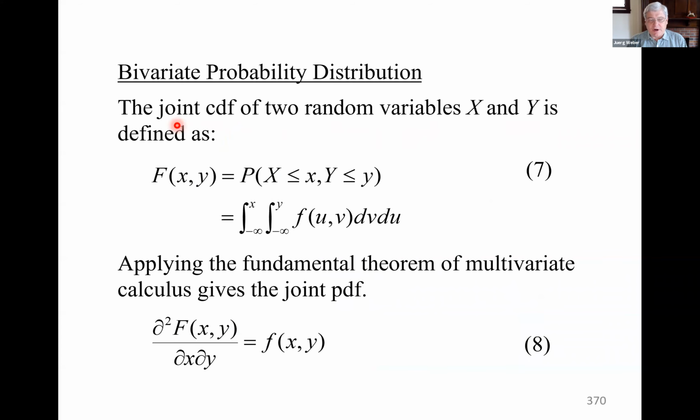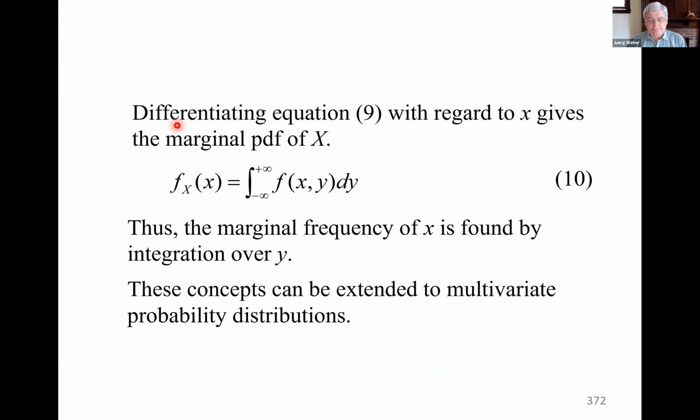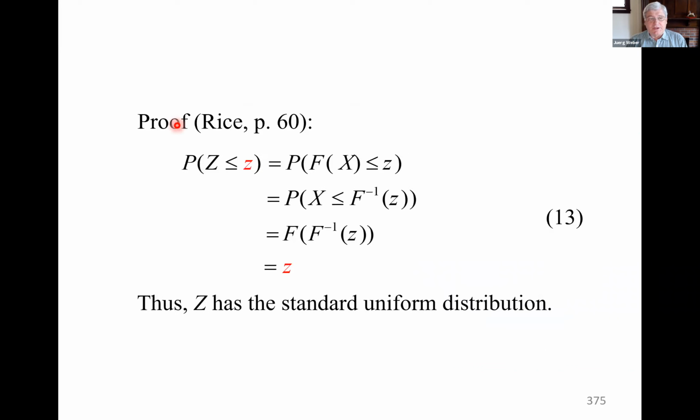Okay, it's a remarkable proposition. And it's easy to prove. The proof I have out of the Rice book, which is given at the beginning of this chapter. So let's calculate the probability that the Z variable is smaller than some critical value. And for the Z, I'm just plugging in from the preceding slide, I'm plugging in the F(x).